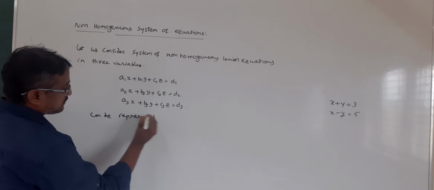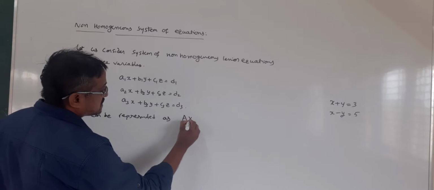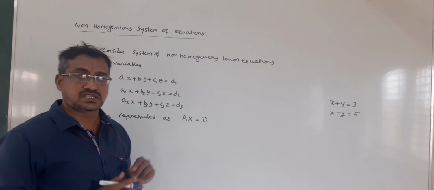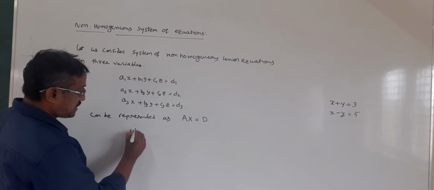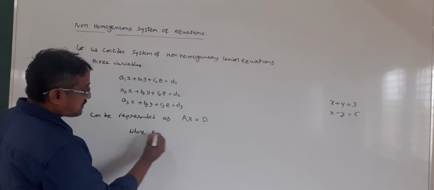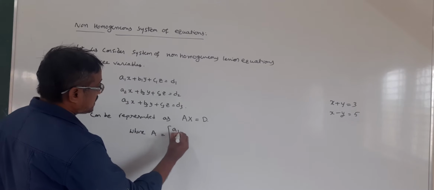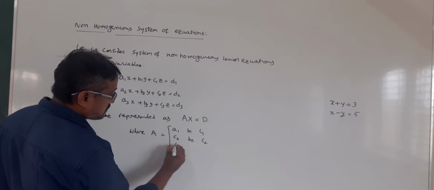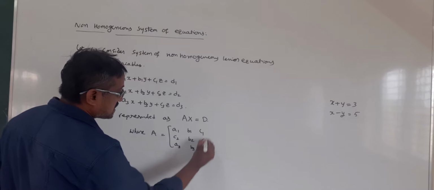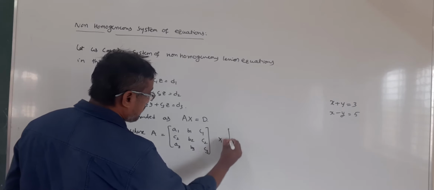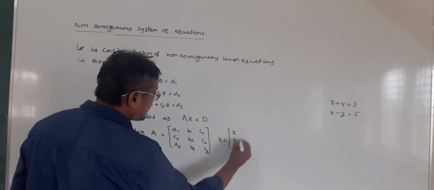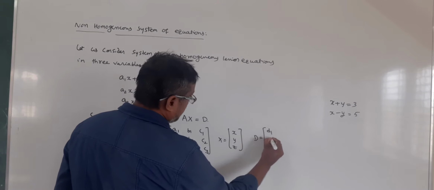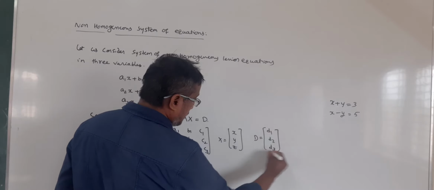as AX is equal to D. You can represent this system as AX is equal to D, where matrix A is a1, b1, c1; a2, b2, c2; a3, b3, c3, and X is the matrix x, y, z, and D is the matrix d1, d2, d3.